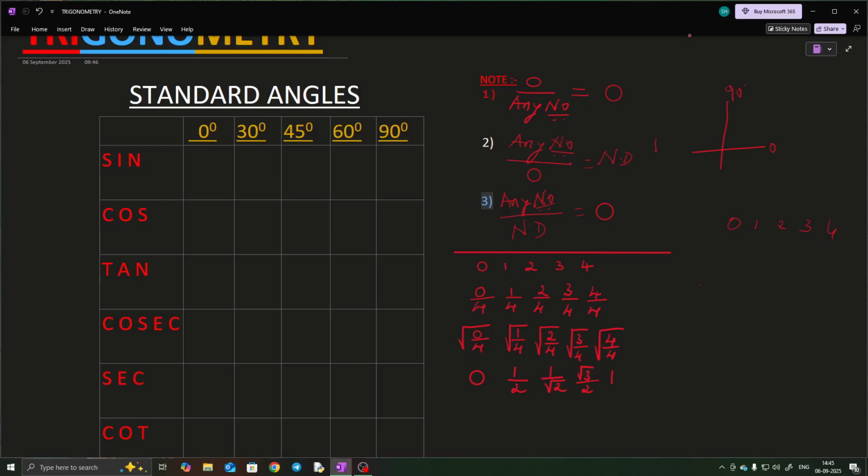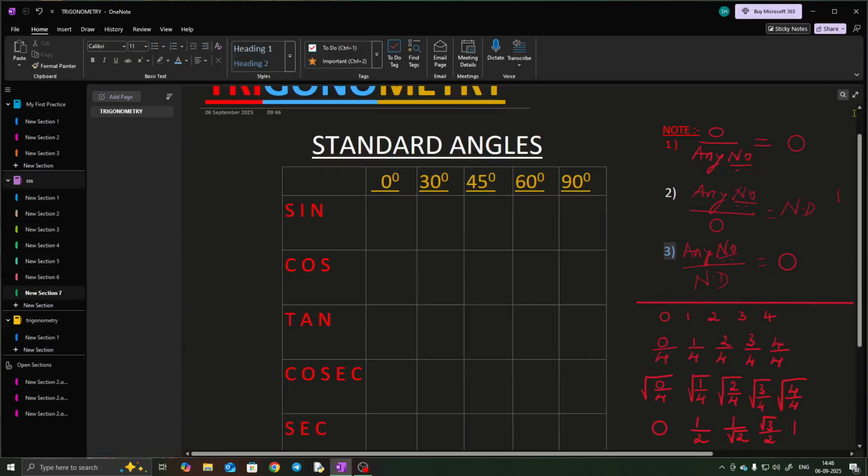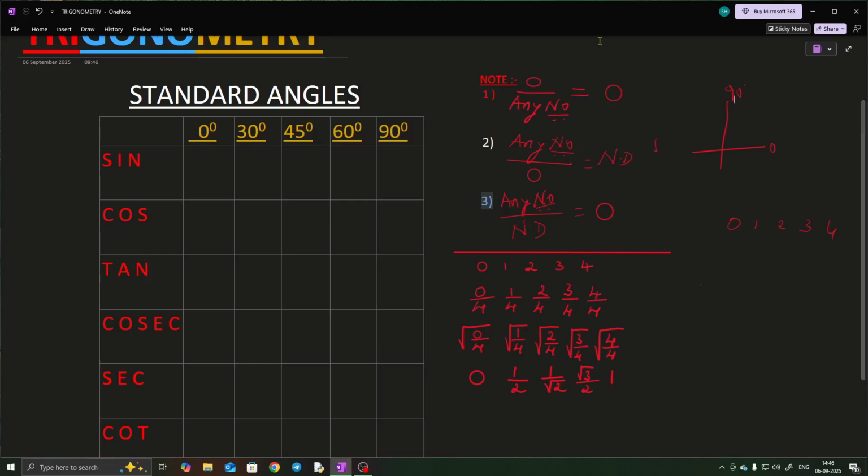Now how to write this chart? It is easy, because if you know the first 5 values of sine, then the complete chart is easier to write. There are not many complications, only 5 values that you just remember. That's how you learn it.